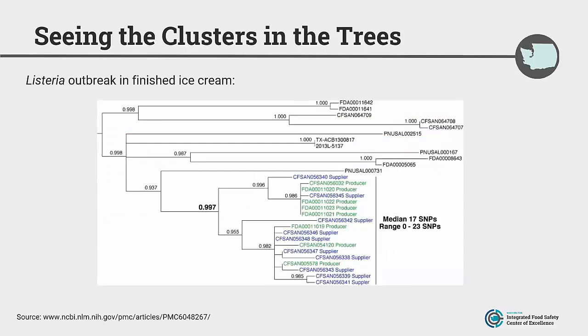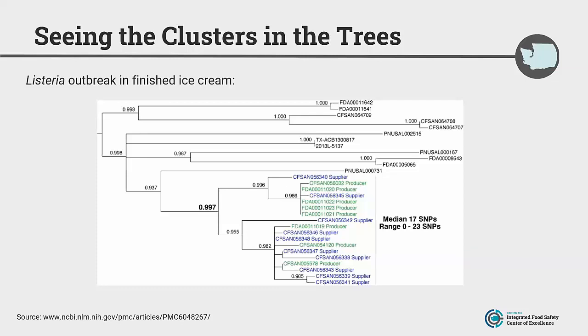Another example is a listeria outbreak that was found to be in finished ice cream. This is from an FDA paper, where they were trying to tease out, as this particular ice cream facility had previously had issues with listeria, whether the outbreak was coming from something within the facility or whether it was coming in on a raw material, and that raw material was being carried through and causing the outbreak rather than something happening within the facility.